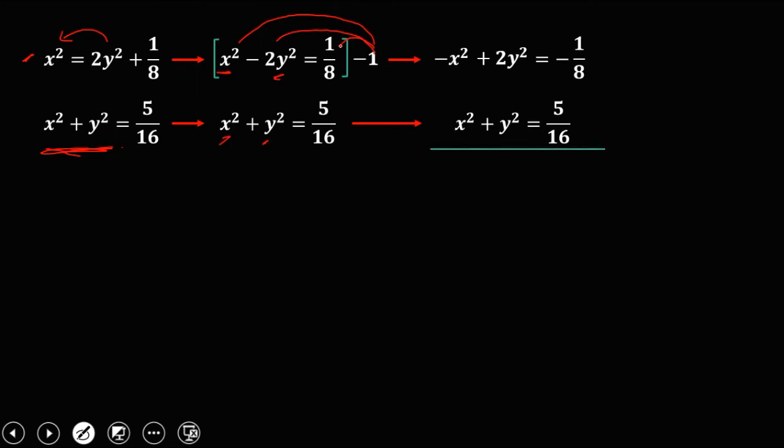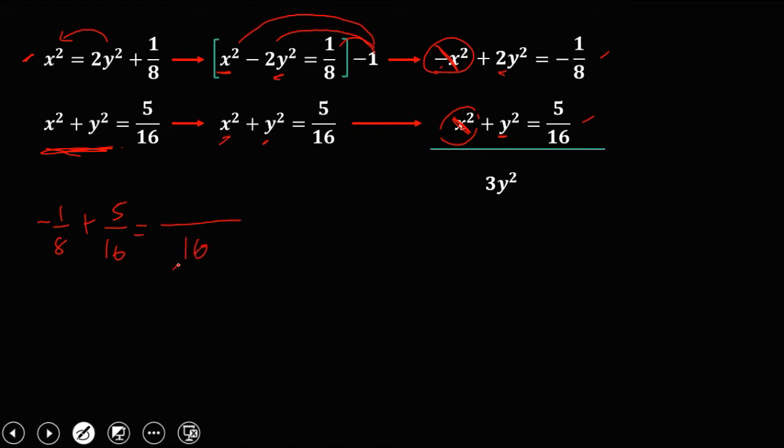So this time, we can now eliminate this x squared. So we have negative and positive. If we add, this becomes 0. Then add 2y squared and y squared, that's 3y squared. And this negative 1/8 and 5/16. So negative 1/8 plus 5/16. So the LCD is 16.